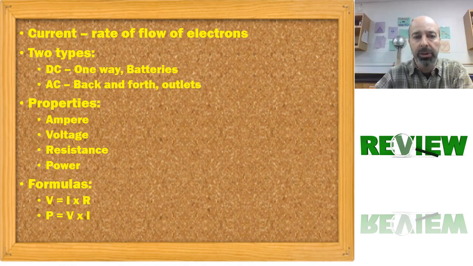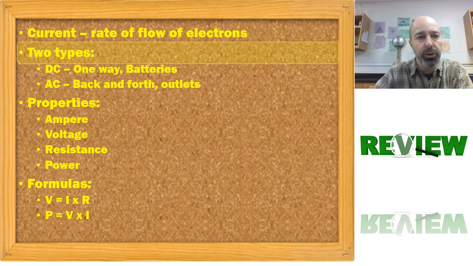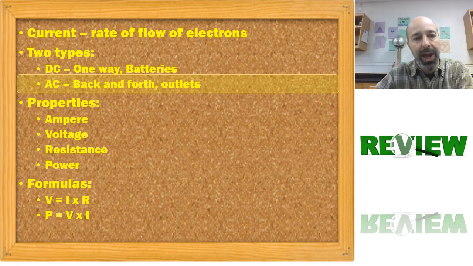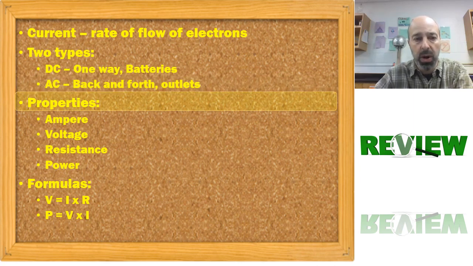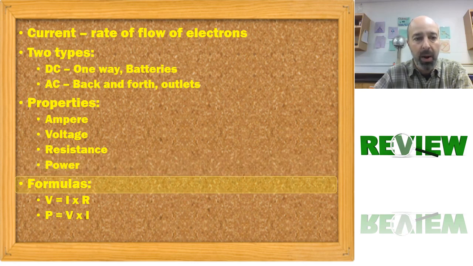All right, so those are the basic things you need to know about current electricity. We learned that current is the rate of flow of electrons. We learned that there are 2 types of current electricity. There is DC, which is only one way, and we need to associate that with the energy that we get from batteries. There is AC, and that is back and forth, and that is associated with household outlets, the things that we plug into the wall. We have a few different properties of current electricity. That is the ampere, voltage, resistance, and power.